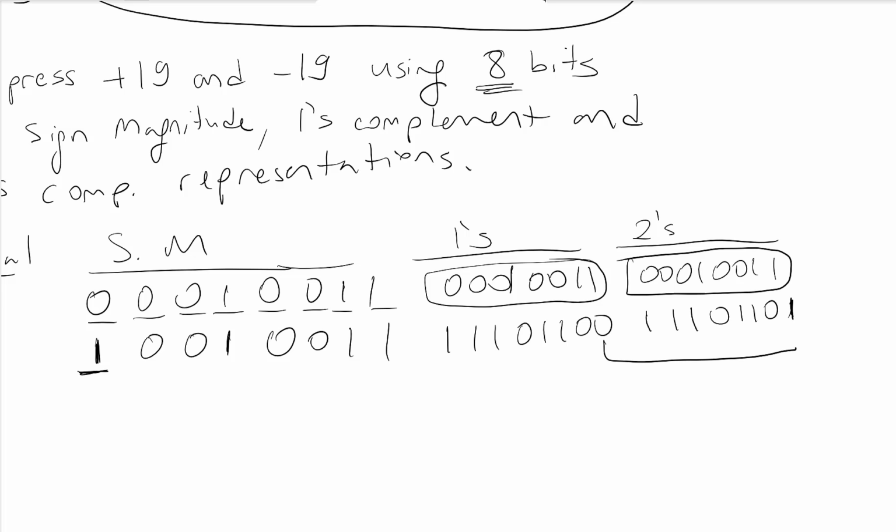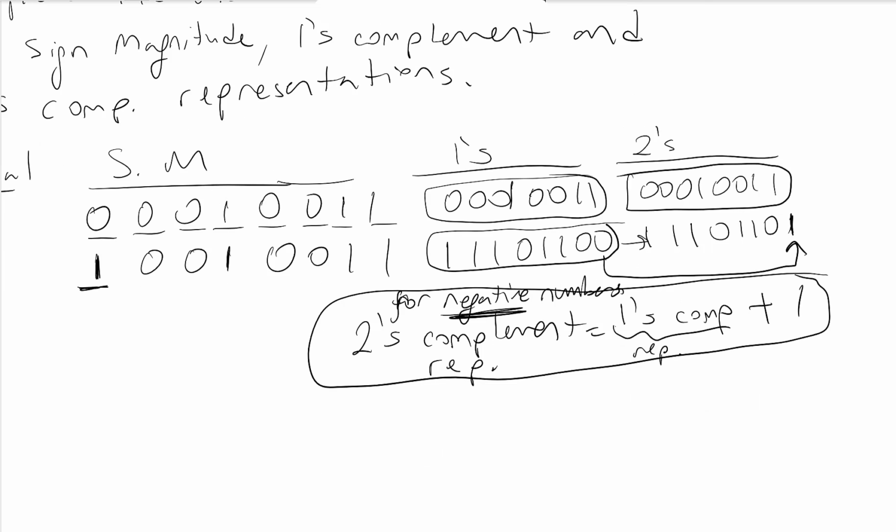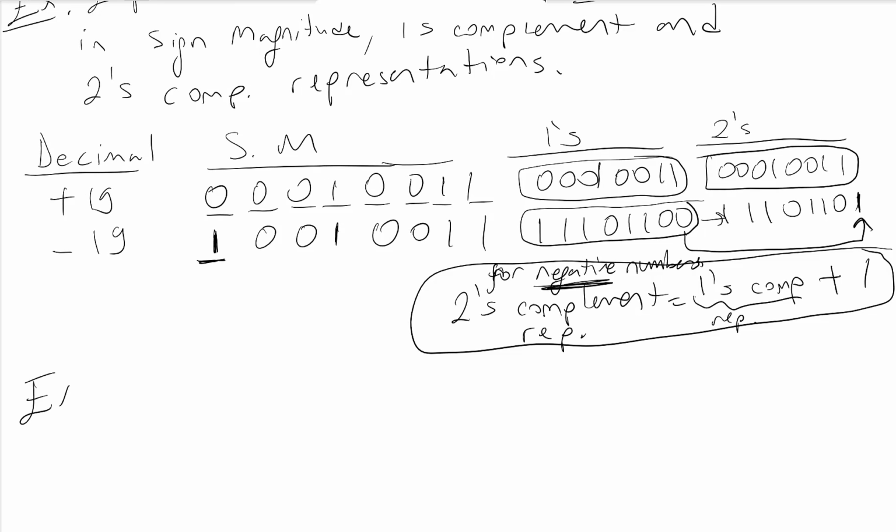So what do you see is twos complement is equal to ones complement plus 1. As you see, if you know the ones complement of a negative number, then you add 1 to it, and you will get the twos complement. So twos complement representation is ones complement representation plus 1. Don't forget, this is for the negative numbers. Okay, let's do one more example.